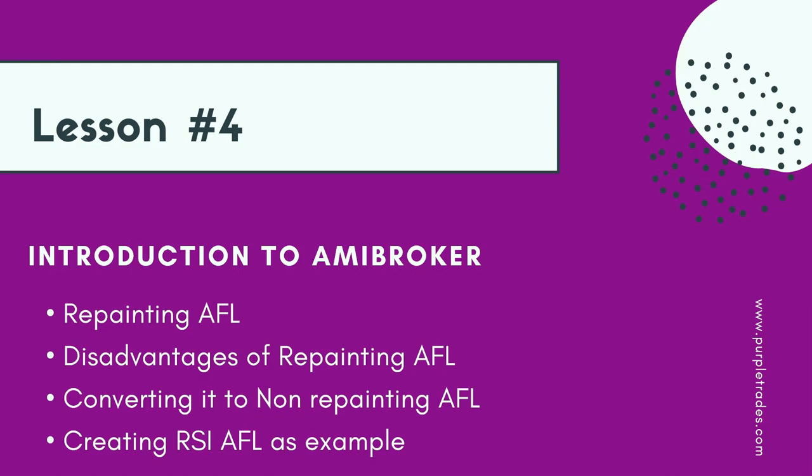So the first difficulty is repainting of AFL. Now what is it? We will learn in detail as we go ahead. The second topic that we're going to talk about is what are the disadvantages of repainting AFL. Third, how to convert a repainting AFL into a non-repainting AFL. And fourth, we will take an example of an indicator called RSI. We will code this RSI AFL from scratch, see how it is repainting in nature, and then we will create a non-repainting version of RSI.